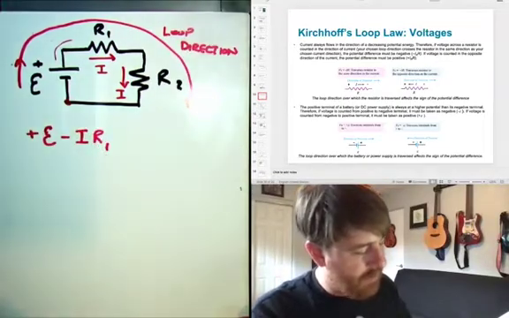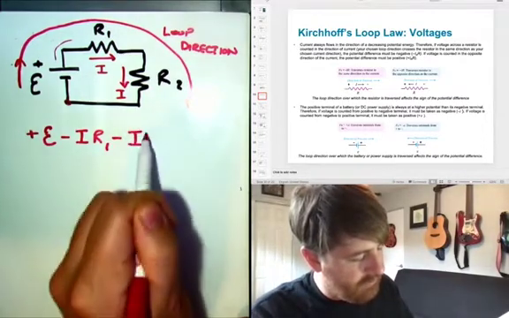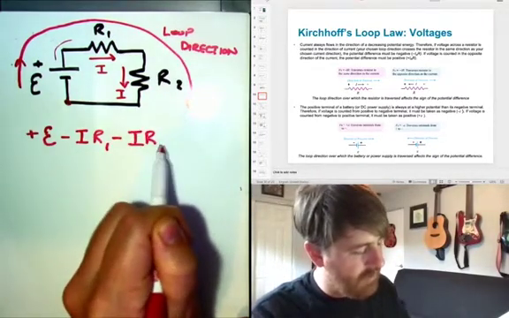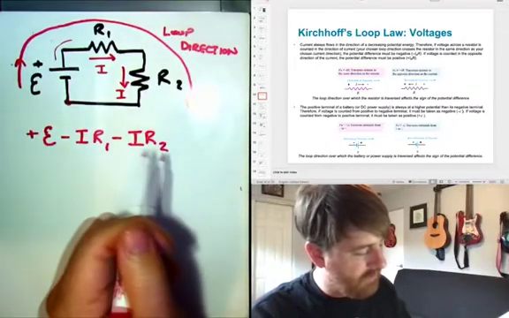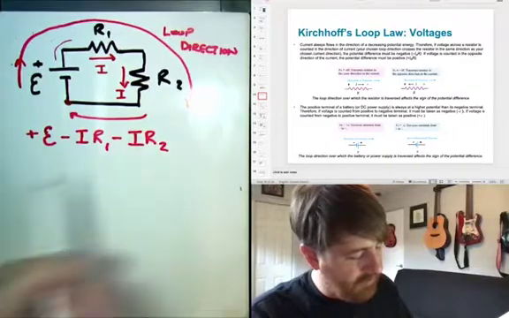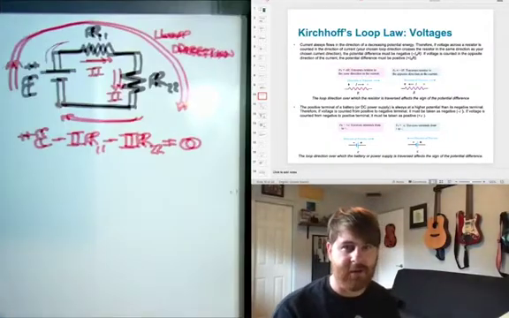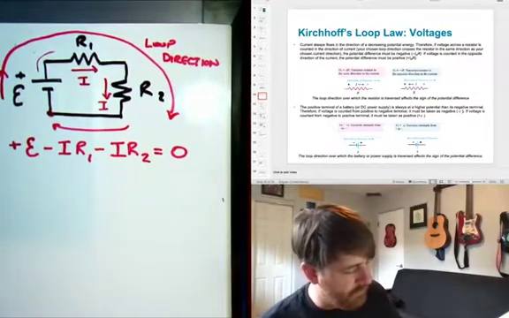And then I have a drop in potential across resistor R2. That's I times R2. And Kirchhoff's law says, since I've come back to where I've started, that change in potential must be 0. Right? This is Kirchhoff's loop law.